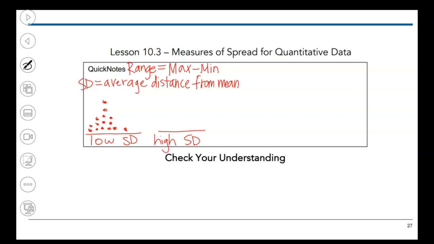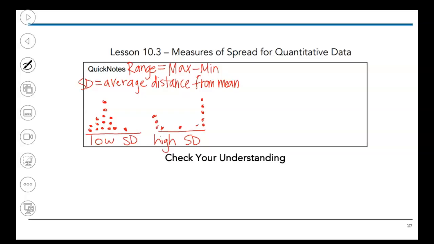Now what does a high standard deviation look like on your data? If I have a high distance from my mean, what does the data look like? Separated, yes, thank you. So that means you have a lot of data maybe on the left and then more on the right, way far away from each other. Maybe a few here, but not that many. So it's very far from the mean. That's a high standard deviation.